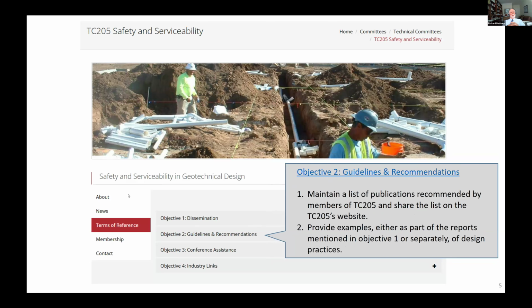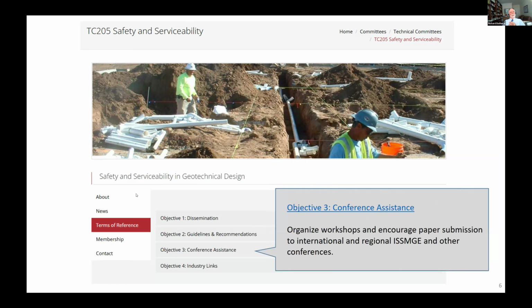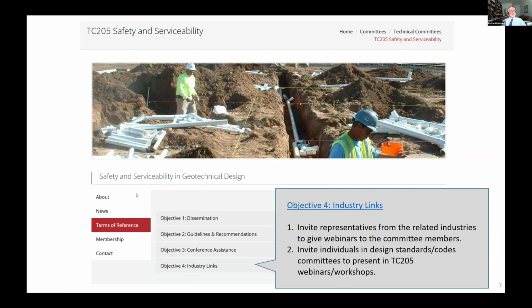We want to accumulate guidelines and recommendations and publications related to the mandate of our TC205, organize workshops and conference sessions, which we have done recently, and encourage links with representatives from industry, and we're doing that today as just one example.